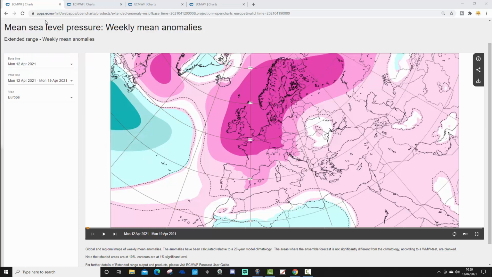Right, so we're going to start off with the week 1 mean sea level pressure anomaly for Europe. So this is taking us from the 12th through to the 19th of April. The general idea is that high pressure is dominating the weather, particularly across northern and western parts of Europe. So you've got a large ridge of high pressure extending up through the west of Europe, up to Scandinavia as well. And this ridge does extend down into the central part of the Med too.